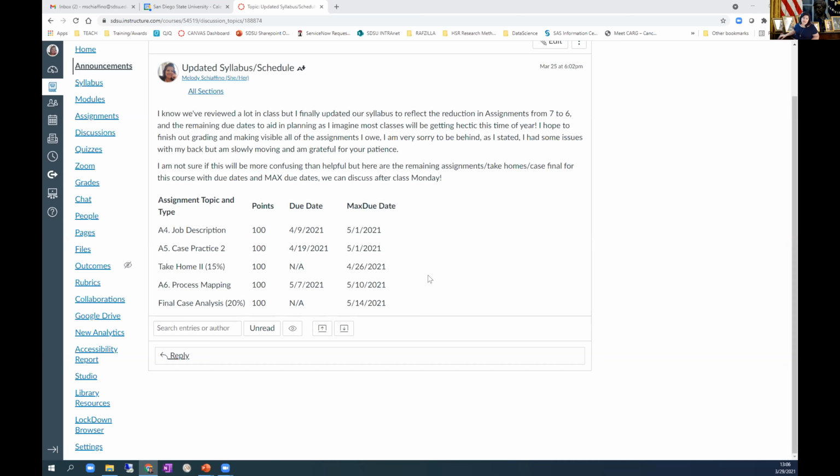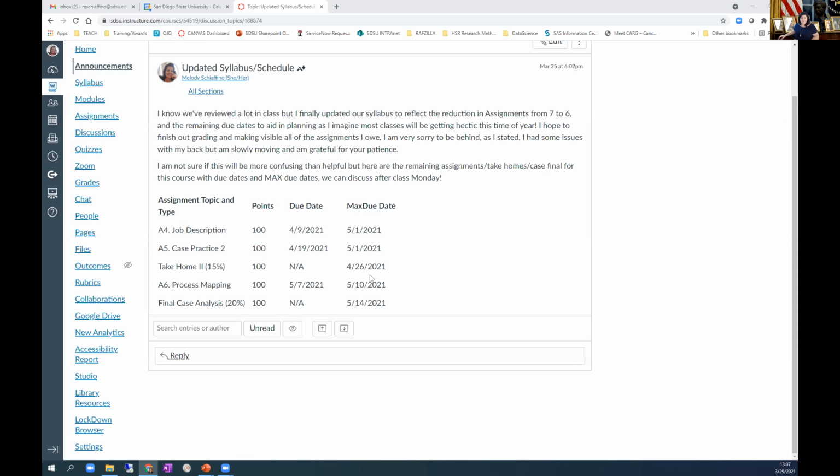So make sure that you recognize that max due date is not, try not to treat it like a max due date. And if you prefer, just forget that there's a max due date, and just focus on the regular due date. Does that make sense?